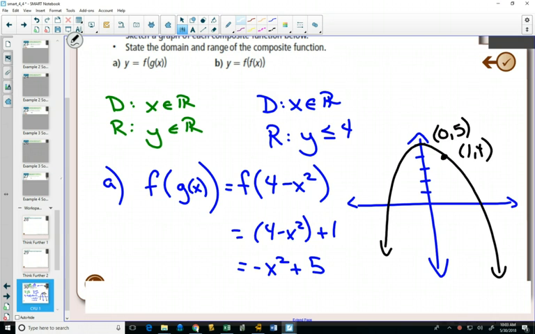What's the domain and range of this graph? Well, now that we've got our graph, it's easy to see the domain is everything, and the range is y is less than or equal to 5.